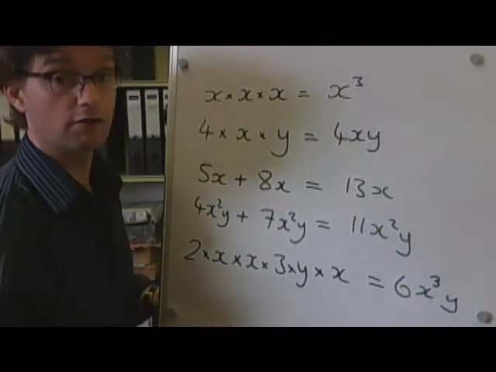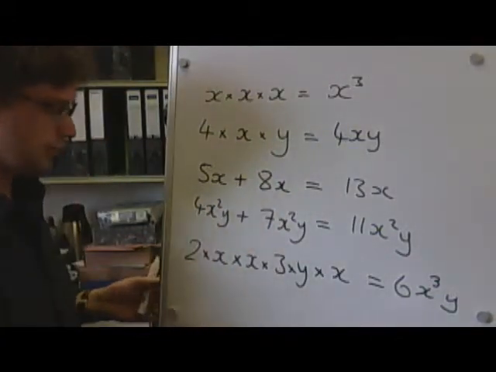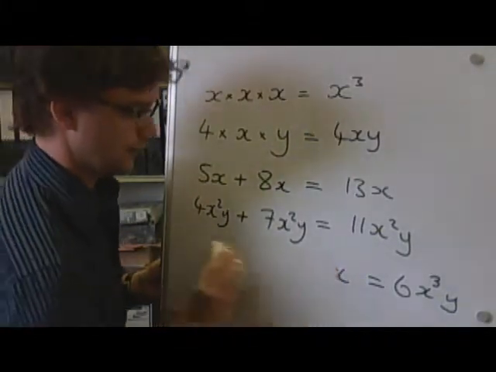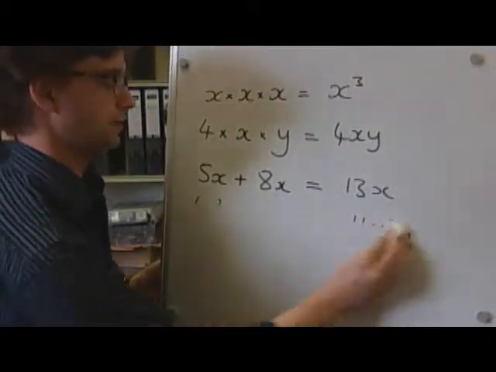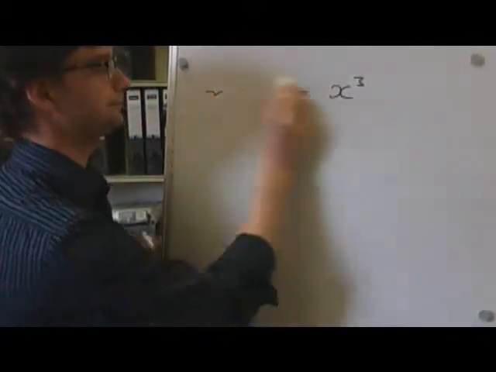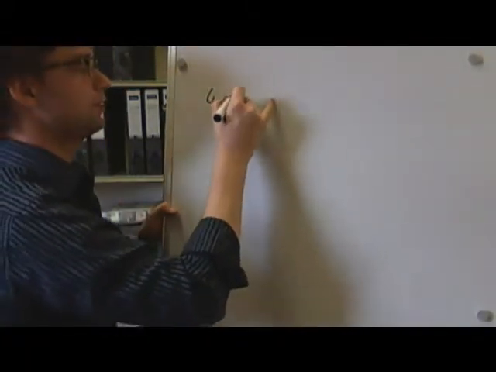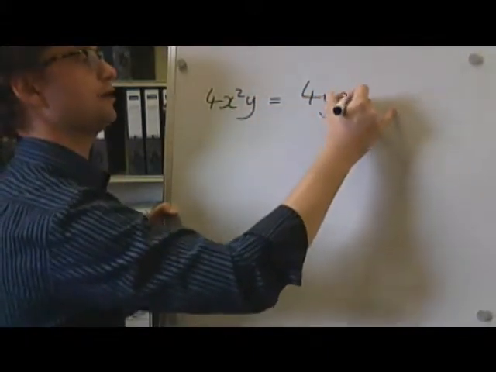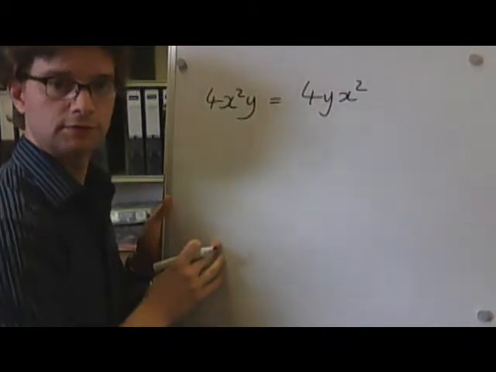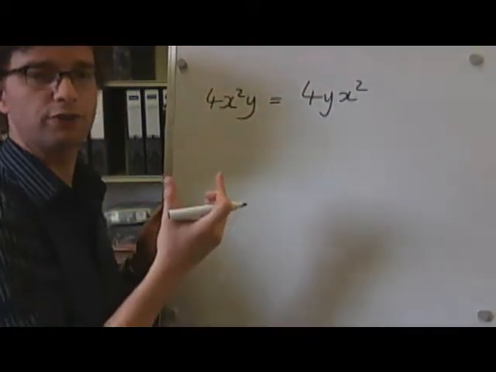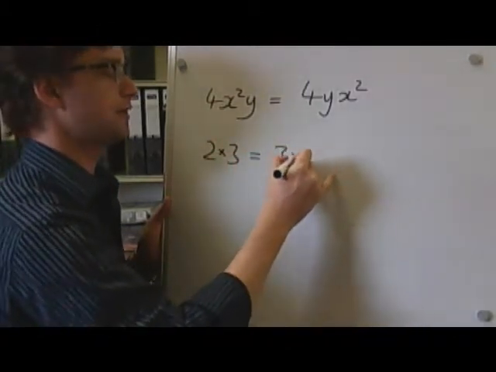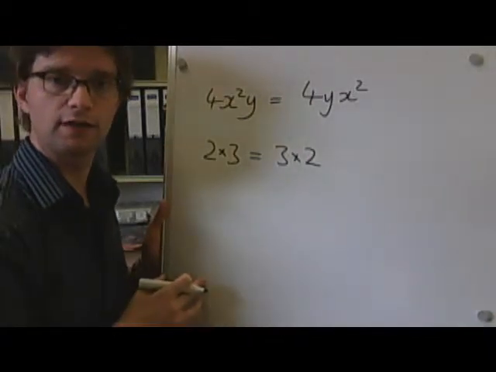One of the beauties of these algebraic things is that it doesn't matter what order you do multiplication in. So if I think about this one again for a minute, I'll write it back up. It's worth noting that 4x squared y is the same as 4yx squared. And the same thing, because it doesn't matter what order you do multiplication in, right? So 2 times 3 is the same as 3 times 2. Everybody would be happy with that idea, I hope.